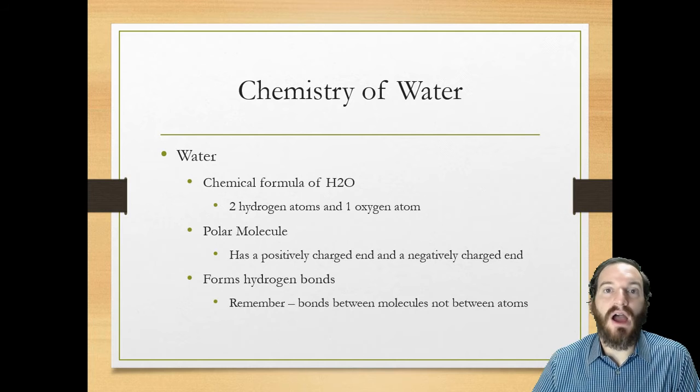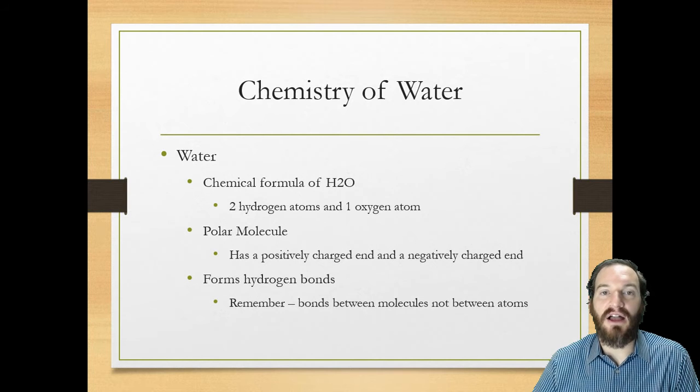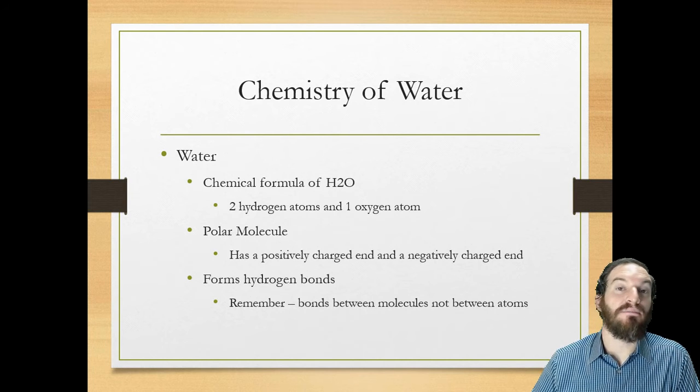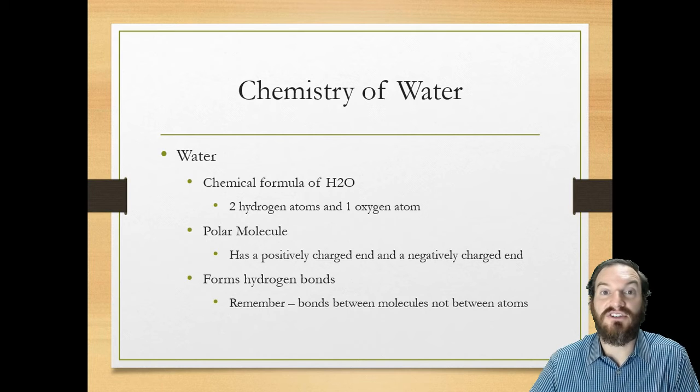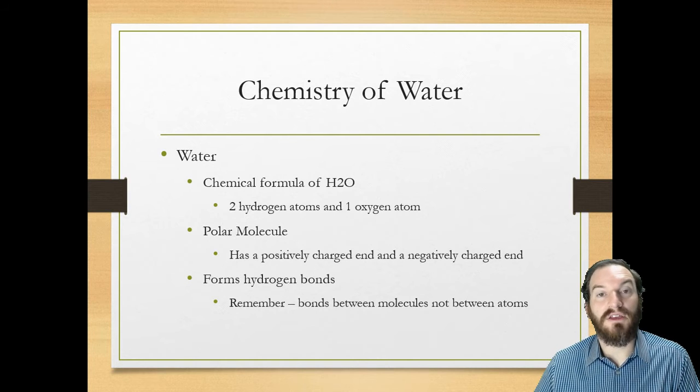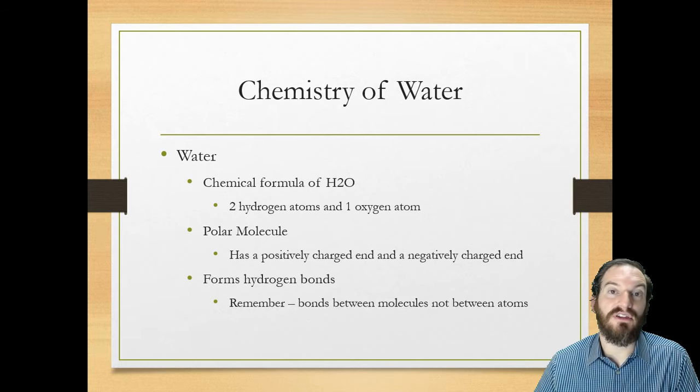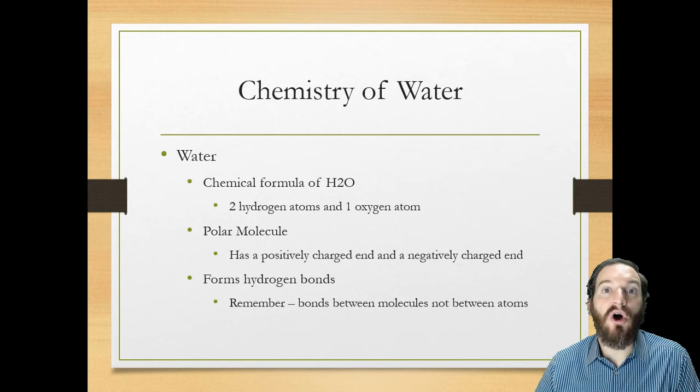It means that there's 2 hydrogen atoms to 1 oxygen atom. It is a polar molecule, which means it has a positively charged end and a negatively charged end. So that's incredibly important. And it also will commonly form hydrogen bonds. And remember, those hydrogen bonds are between molecules, but not between atoms. So what's happening is the positive end of water molecules is sticking to the negative end of a water molecule, and that's holding them together. So water wants to hold itself together, bond to itself.